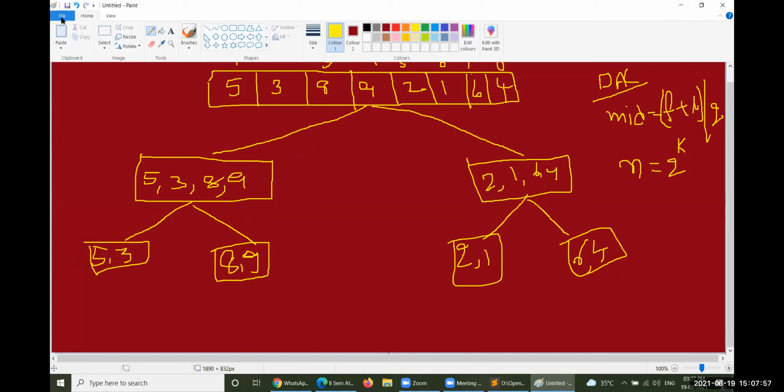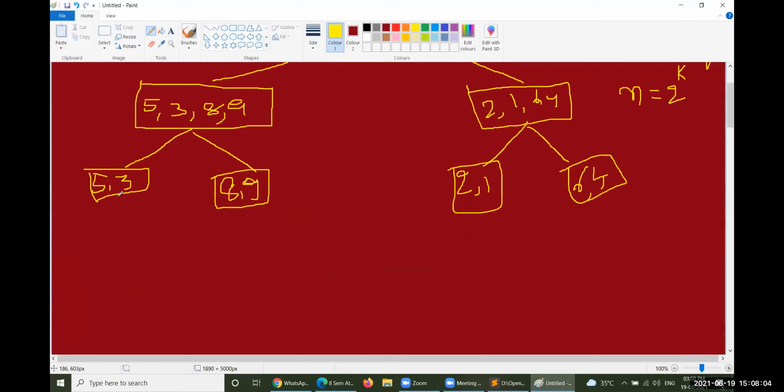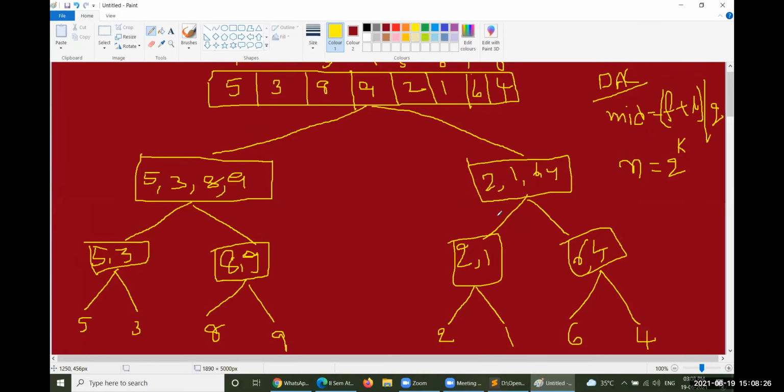Let me increase the size. One moment, please. Okay, this could be divided again. So 5 is one element and 3 is another element here, and here it is 8, and here it is 9. Until each and every sublist has a single element, it is going to be divided. So this is 6, and here it is 4. In this way the division operation happens. When each and every sublist has a single element, then apply merge.